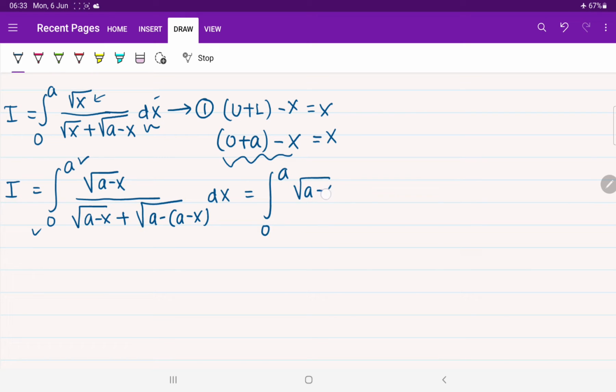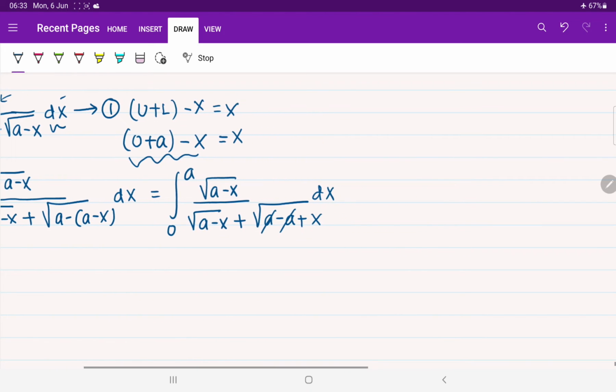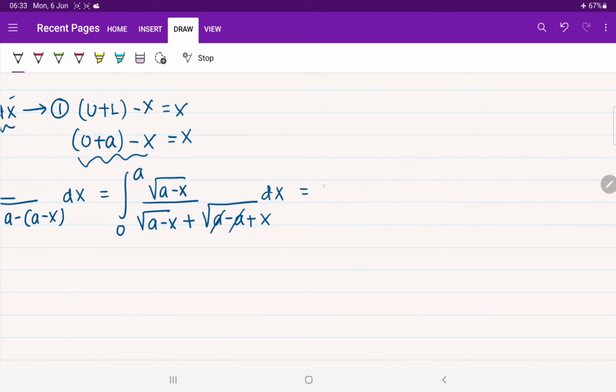In the numerator we will be observing a minus x, and in the denominator we will be observing a minus x plus, if you open up the bracket, that will give you a minus a plus x. A will get cancelled out with respect to dx. So finally what we will be observing here is integration 0 to a of square root of a minus x upon square root of a minus x plus square root of x with respect to dx. Treat this one as your equation number 2.